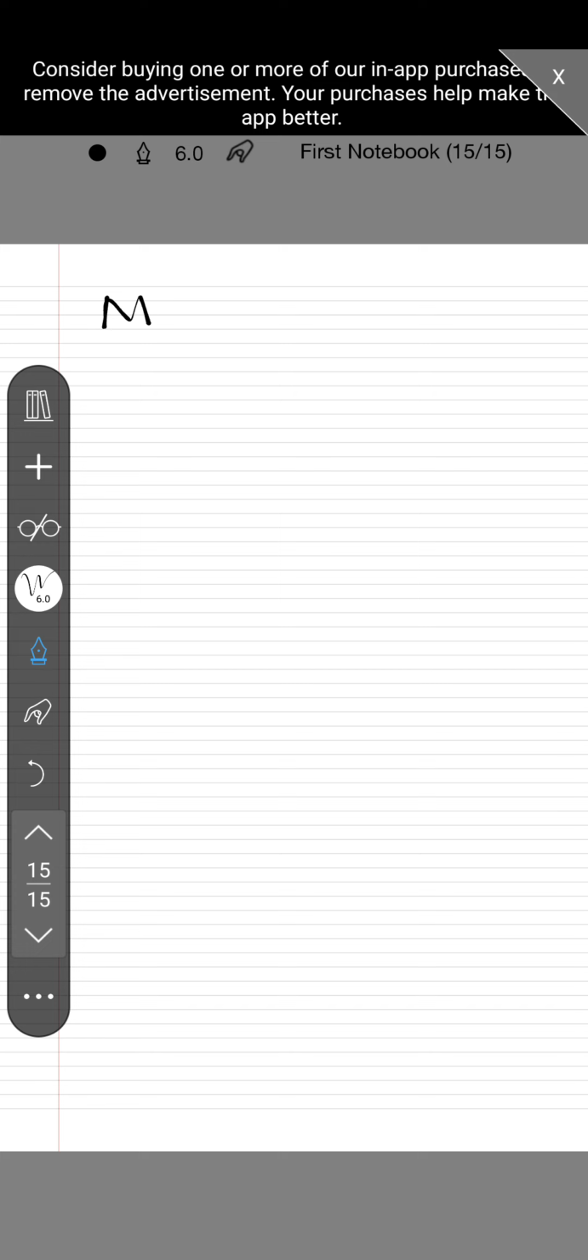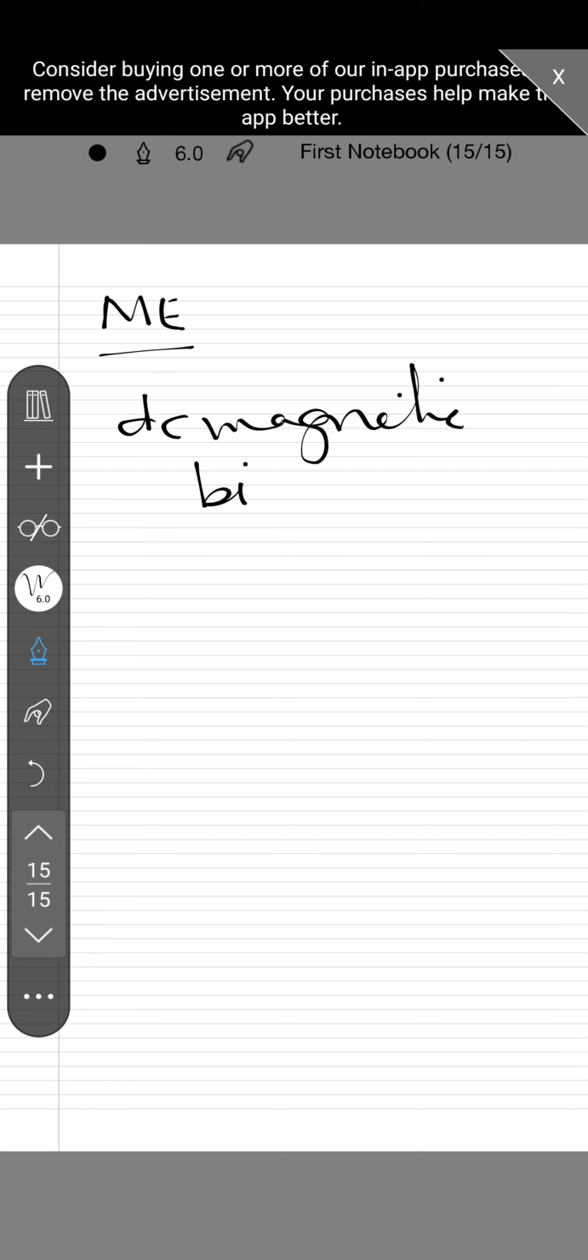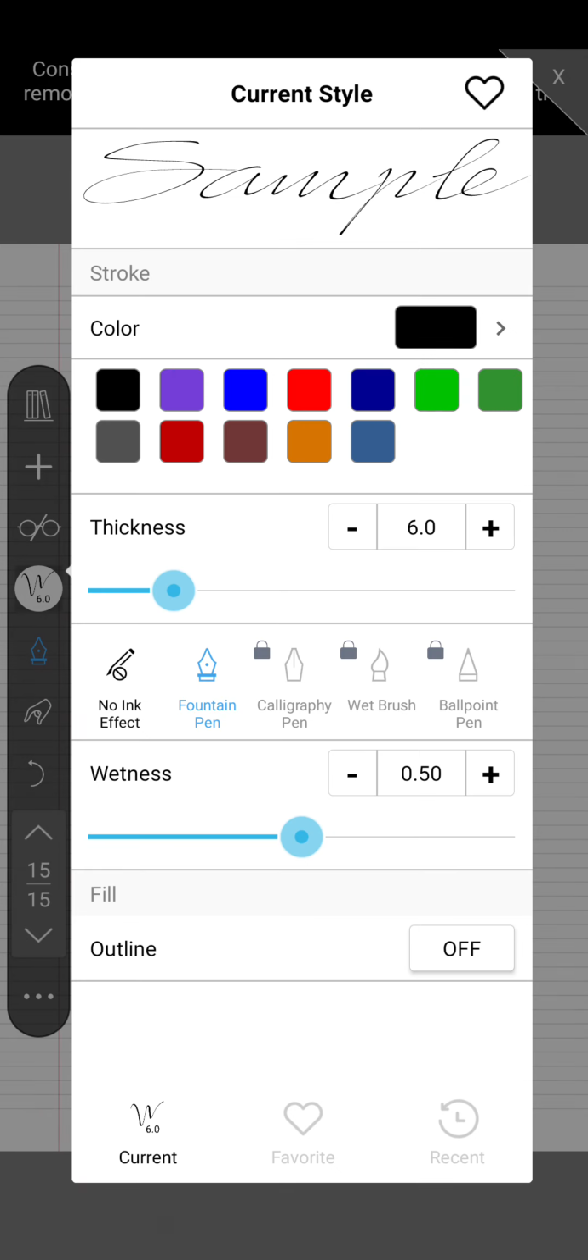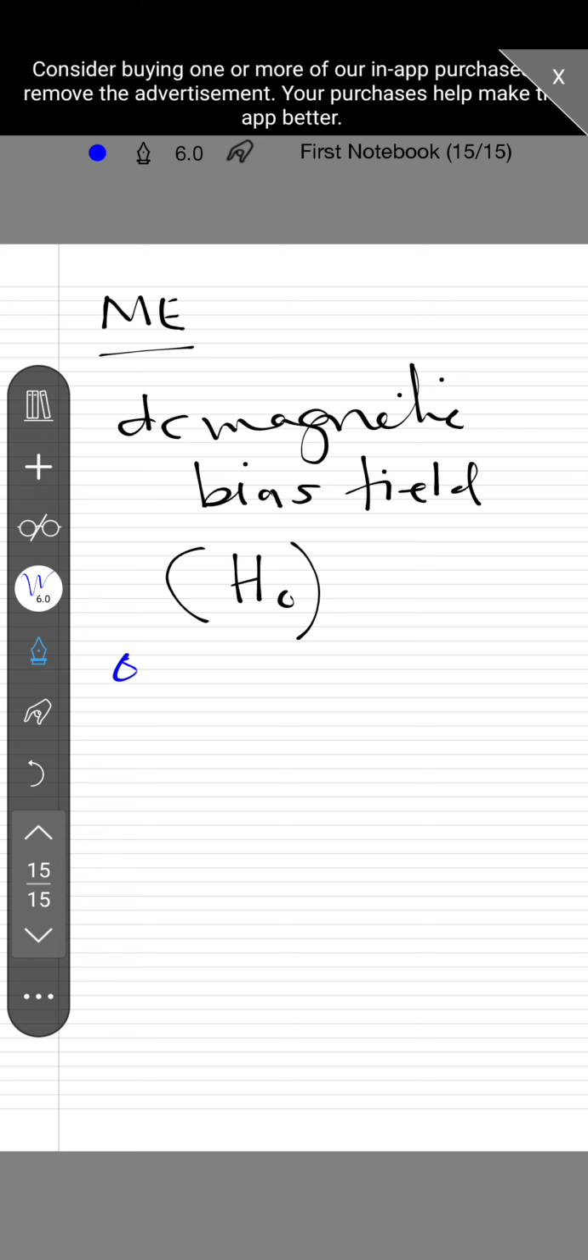This magnetoelectric effect also depends upon the DC magnetic bias field, which can be represented as H0, onto which an AC magnetic signal is imposed.